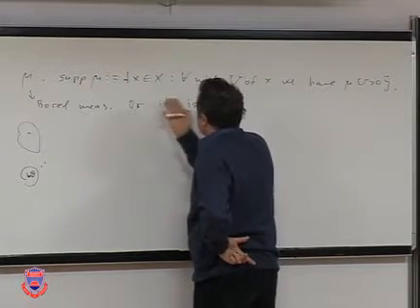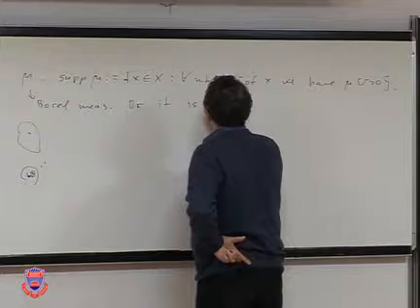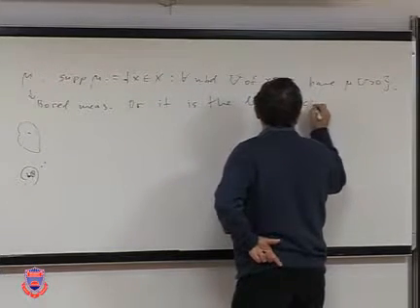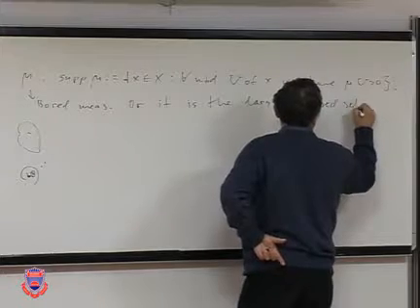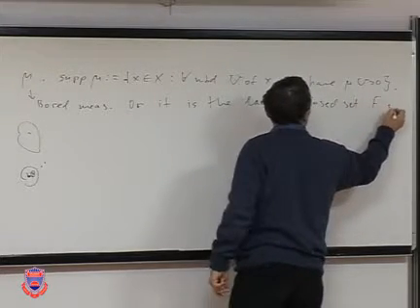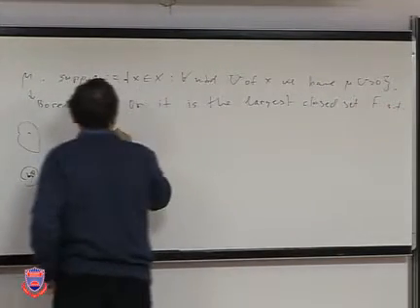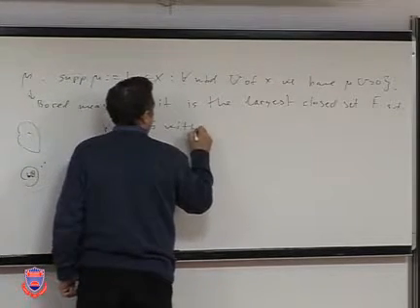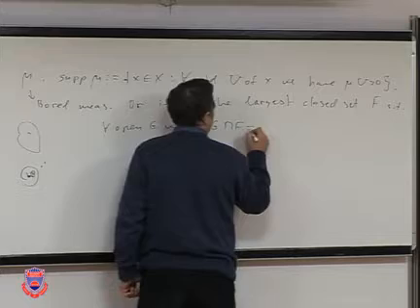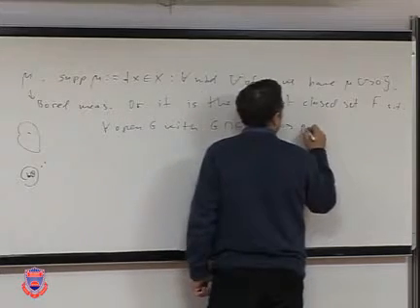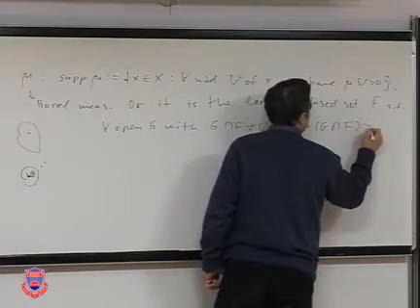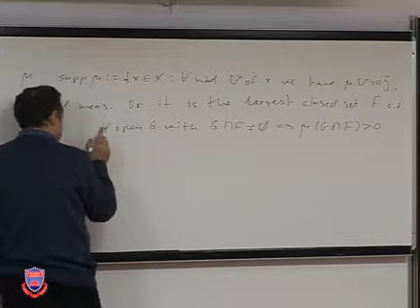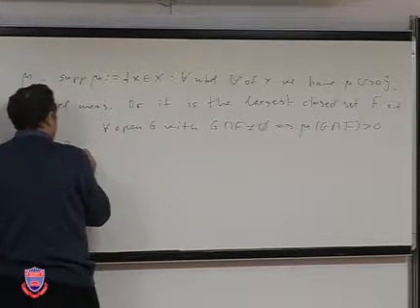So indeed, this is the largest closed set F such that for any open set G with non-empty intersection, G intersection F is not empty, and it follows that the measure of this intersection is positive. So this is the definition. It's not the same. Maybe about properties firstly.